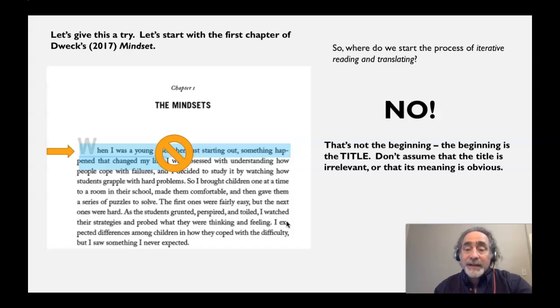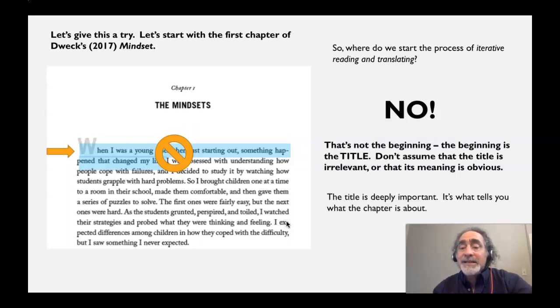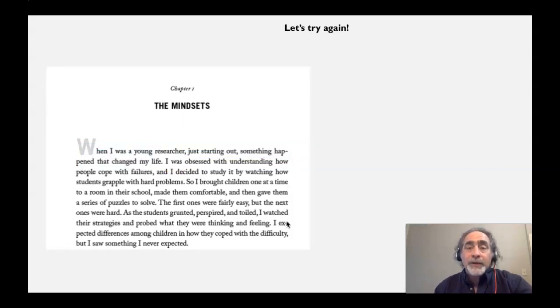Don't assume that the title is irrelevant or that its meaning is obvious. It is not. Even an apparently simple title like The Mindsets. The title is deeply important. It tells you what the chapter is about, and it may even allude to the main point of the chapter. Ignore the chapter heading or the title at your peril. Seriously. We'll talk more about this later. So let's give it a try again.